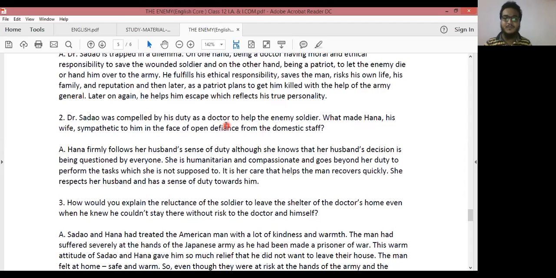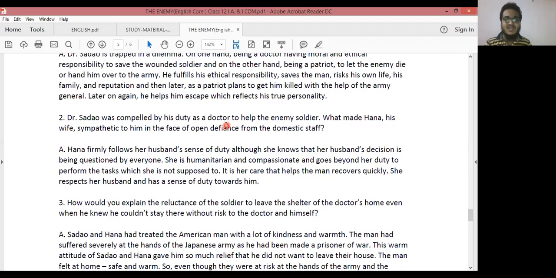Okay, compassionate. She is humanitarian and compassionate and goes beyond her duty to perform the task which she is not supposed to. She is doing everything that she is not supposed to. She shows her capability. She shows her maturity level. She shows her understanding level. She shows her loyalty towards her husband. She shows a sense of obligation towards the husband. We can see what this character is like.